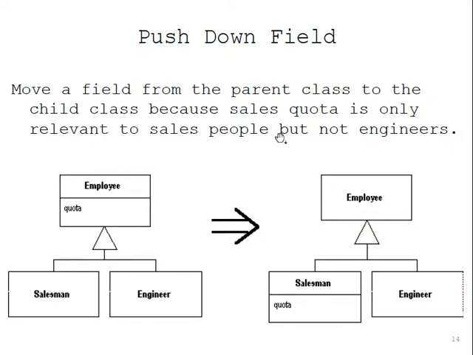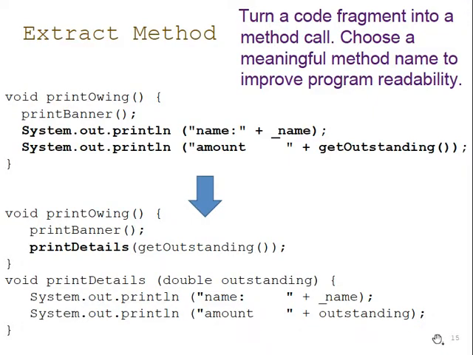Sometimes we can push a field in the other direction. For example, if the sales quota really belongs to the salesman, then it should not be in the employee part. We really want to push it down to the salesperson. And I think we saw extract methods.